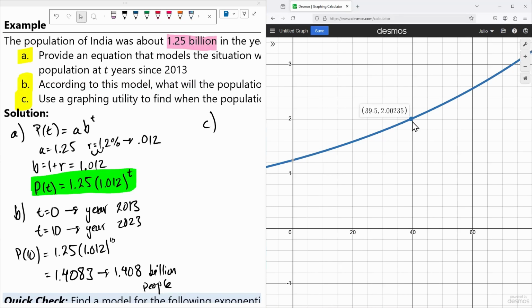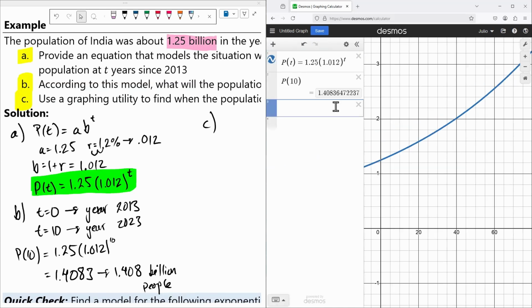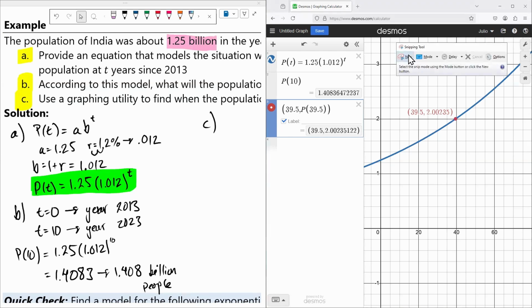Okay. About 39.5. And actually, I'm going to plug in, I'll make it a point: 39.5, comma, big P of 39.5, just to get close enough. Okay, and I'm going to label it. There we go. And I'm going to grab my snipping tool now, wherever the heck it is. There it is. I'm going to clip that out.